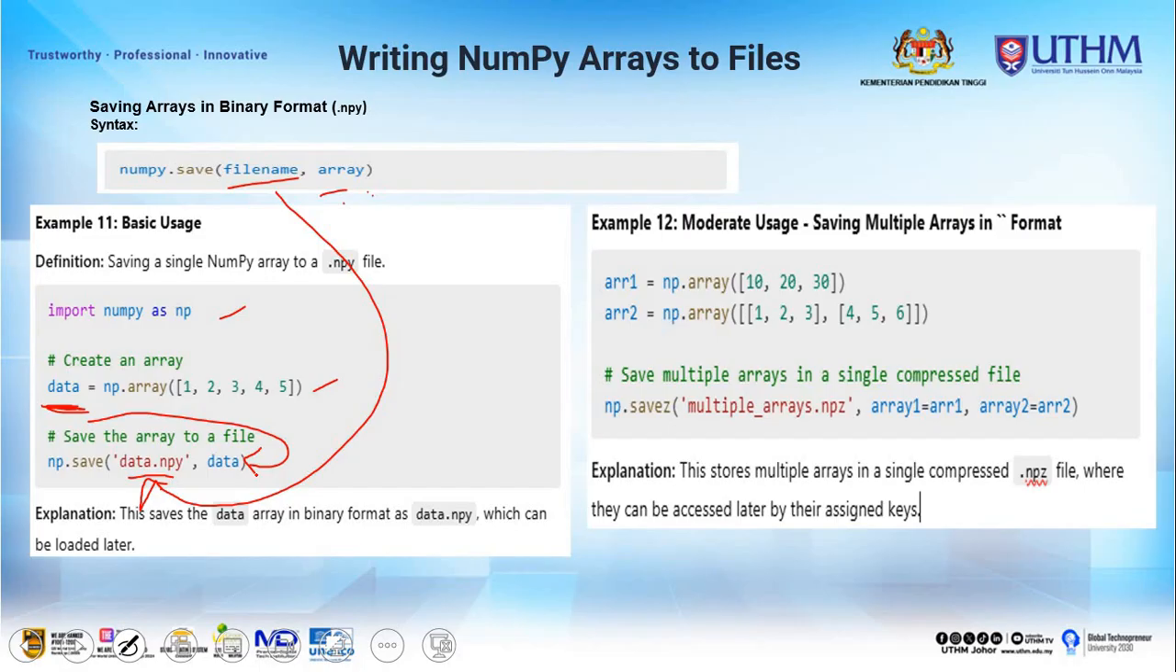For moderate usage, saving multiple arrays in a format: we have array 1, array 2, so multiple arrays, .npz. This stores multiple arrays in a single compressed file, a zip file. So array1 equal to array1, array2 equal to array2. This is how we store multiple arrays in a single file.